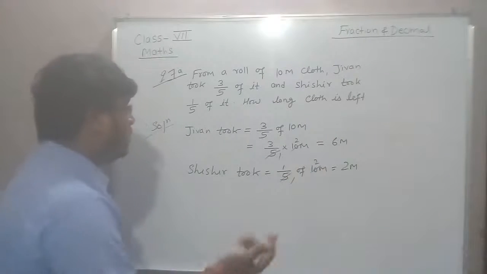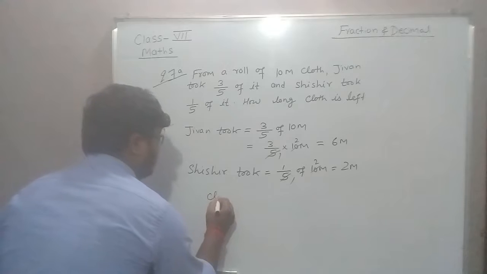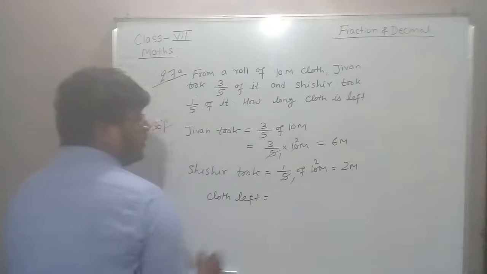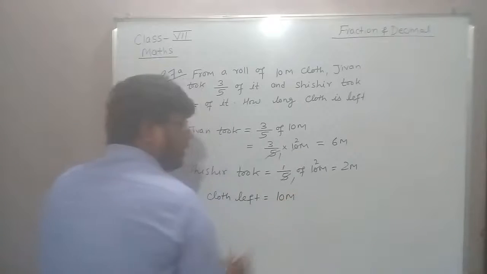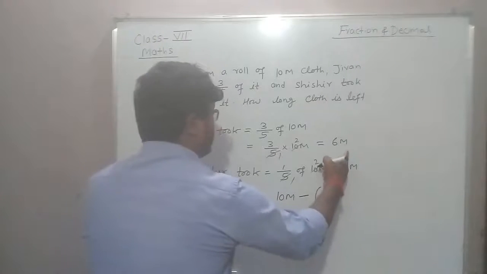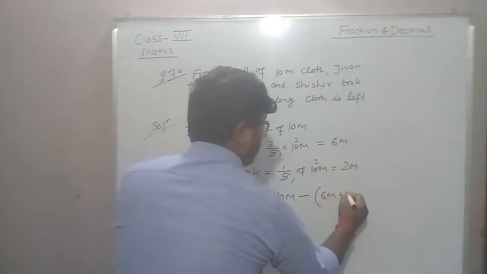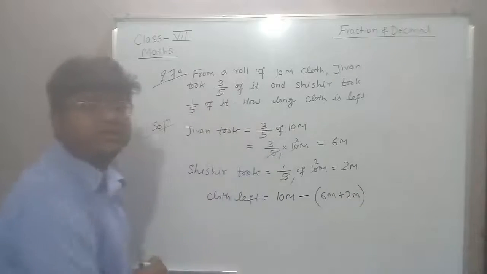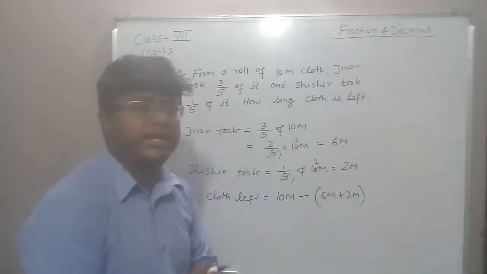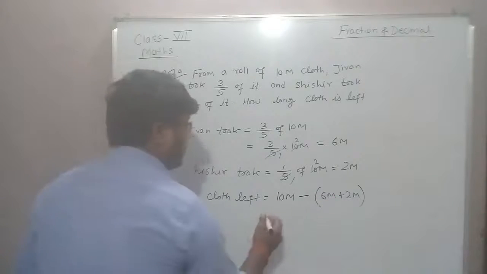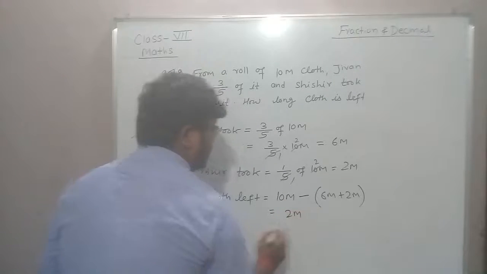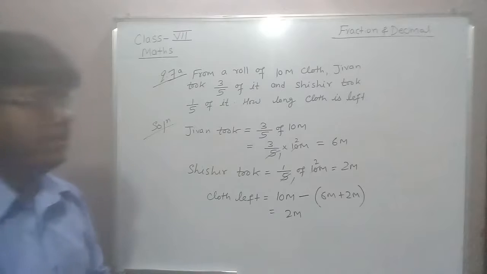So how long cloth is remaining? Cloth left is equal to total 10 meter, minus what Shishir has taken and what G1 has taken, that is 6 meter plus 2 meter. 6 plus 2 is 8 meter, and that is subtracted from 10 meter, we got the answer 2 meter. So 2 meter cloth is left.